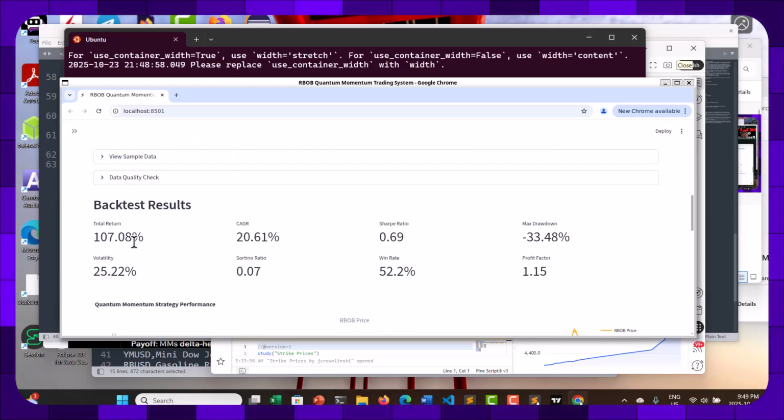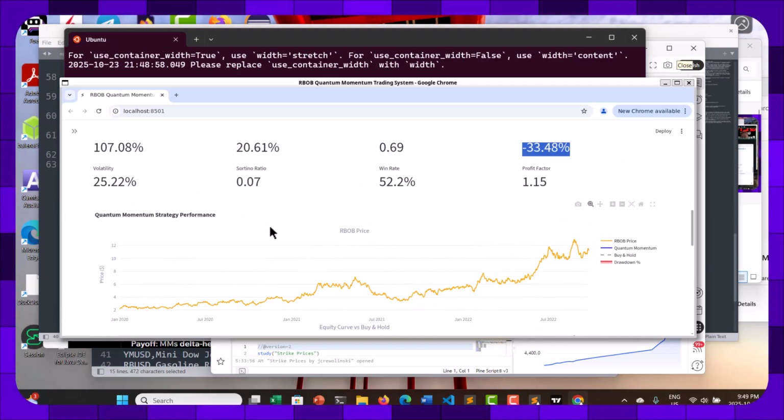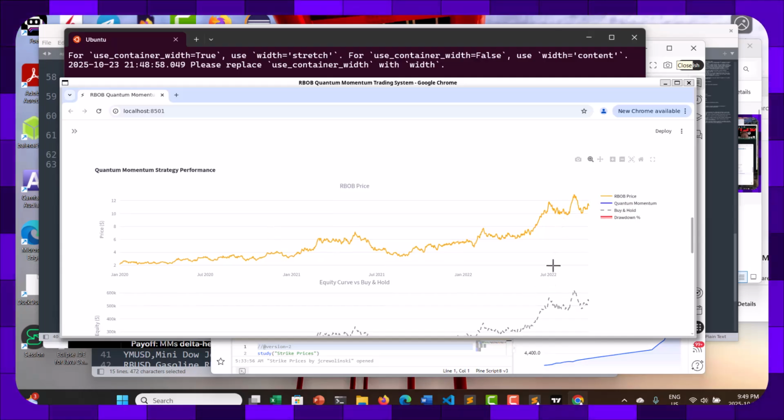Total return, 7%. Annual return at 20%. Sharpe ratio is not great, 0.69. Max drawdown. And the momentum. Here's where it's interesting. Since July, it's moved up using this specific strategy, the code there as well.